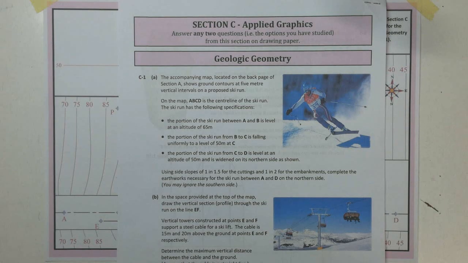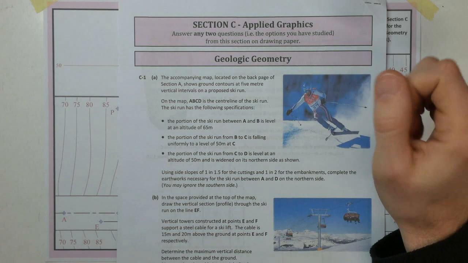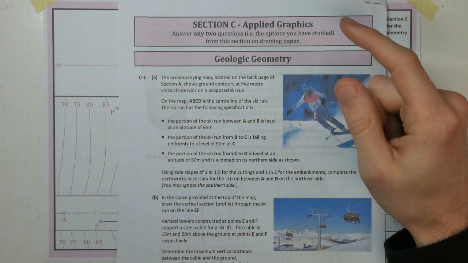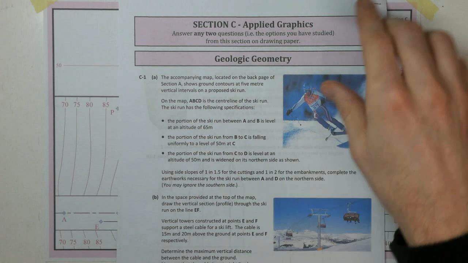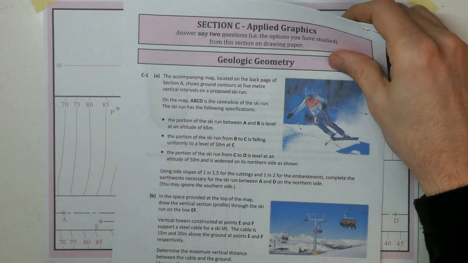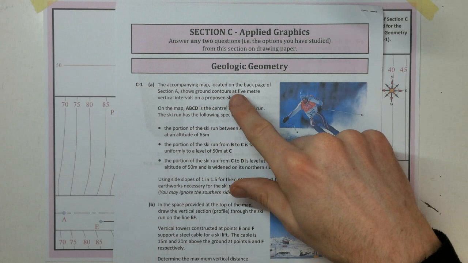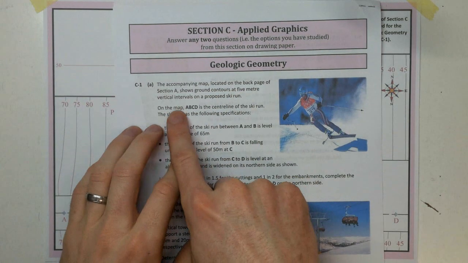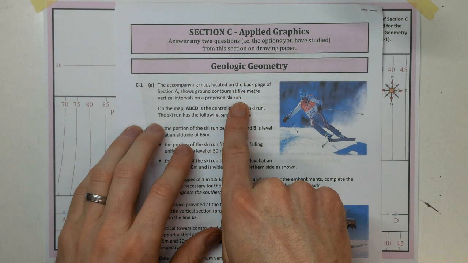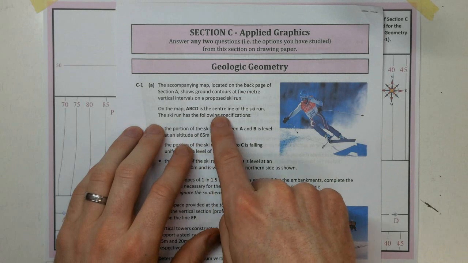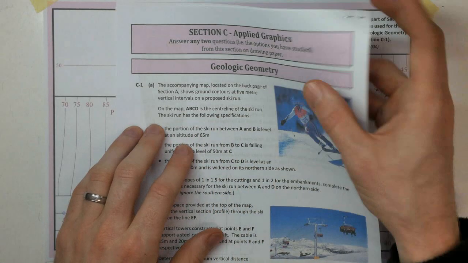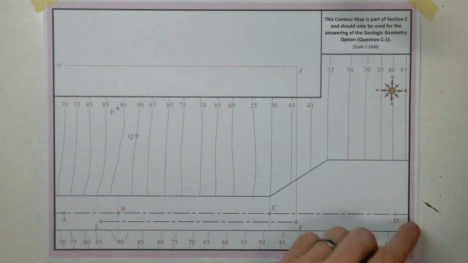Welcome to the 2017 Section C question, Geological Geometry. It's question C1. The accompanying map, so here's our map that comes with our paper, located in the back of Section A, and it's a ski run. The map ABCD is the centre line of the ski run. So here's our ski run ABCD.